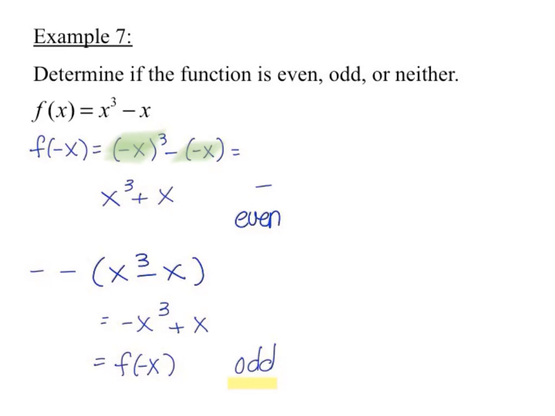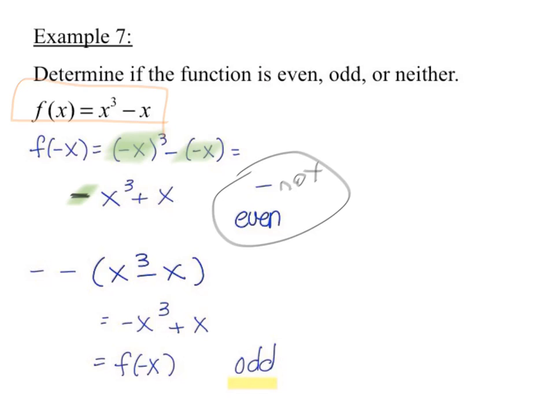Okay. We get negative x cubed. That should be a negative. That's wrong. It should be negative x cubed plus x. It is not even. I think they meant to write minus; even means not even. So it's not even. It didn't match exactly. Remember, it's got to look exactly like this to be the same.